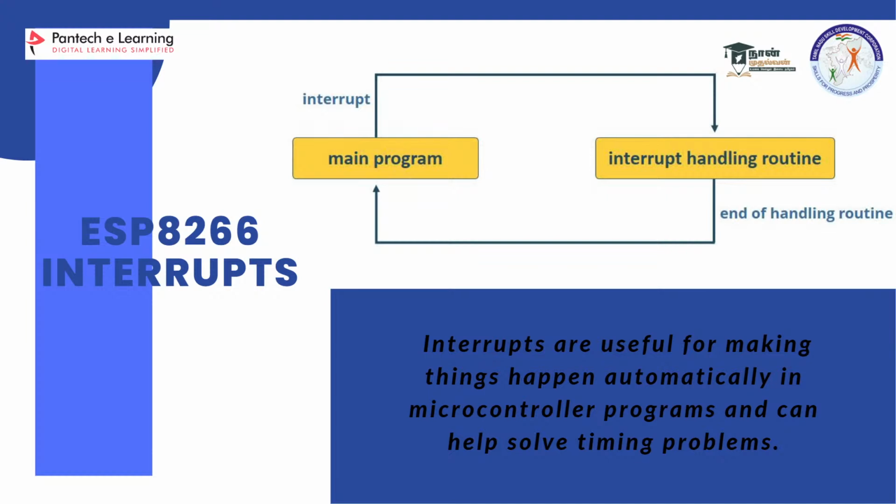So when an interrupt happens, the processor stops the execution of the main program to execute a task and then goes back to the main program. This is especially useful to trigger an action whenever motion is detected or whenever a push button is pressed without the need to constantly check its state.